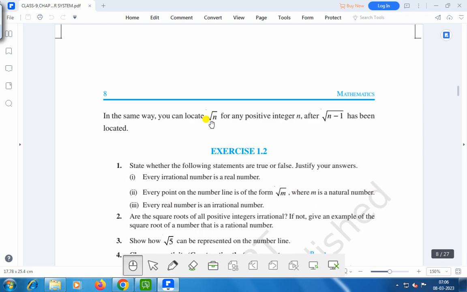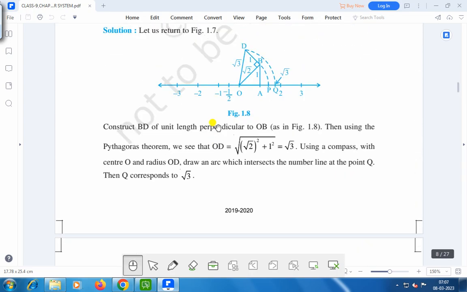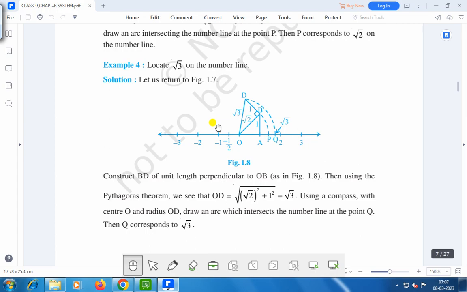In the same way, you can locate root n for any positive integer n, after root n minus 1 has been located, right? In this way, you can find various rational numbers and irrational numbers on the number line.